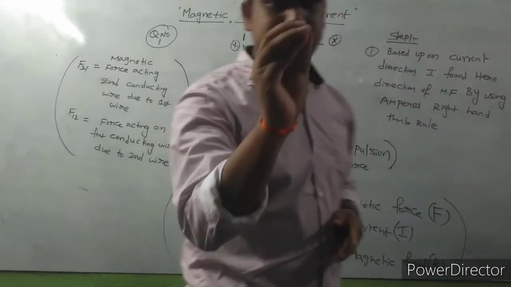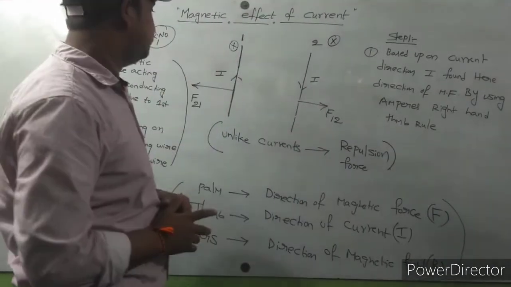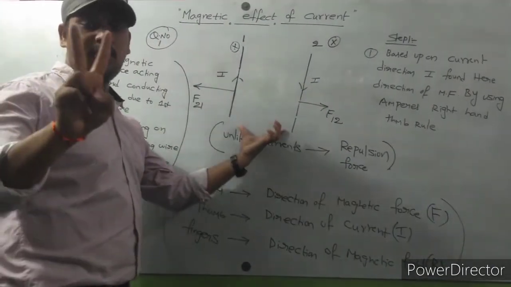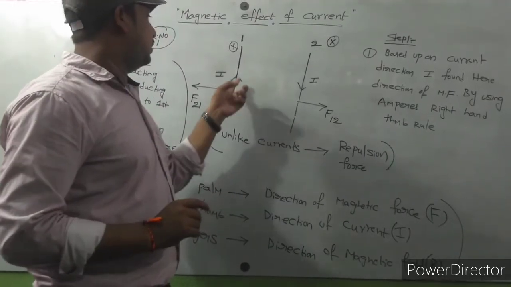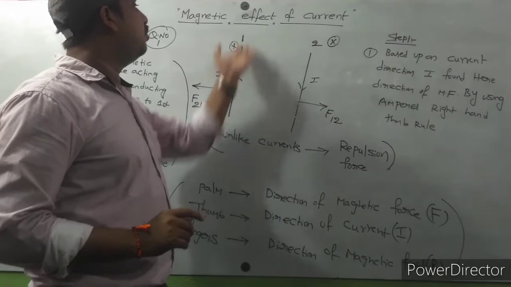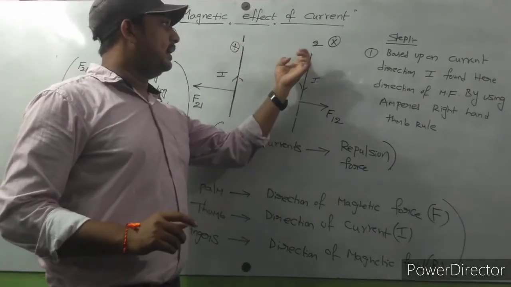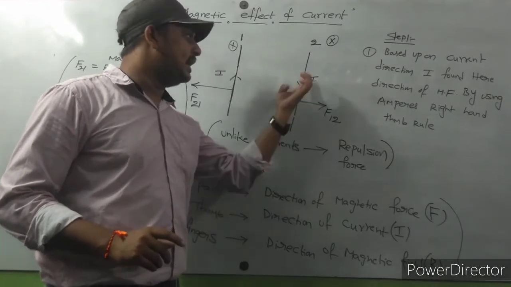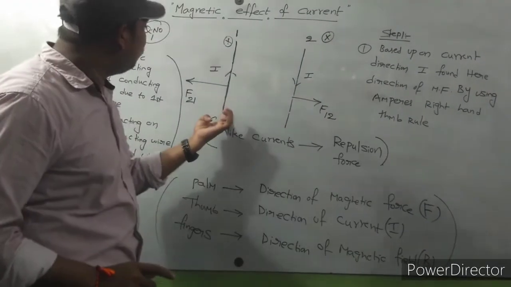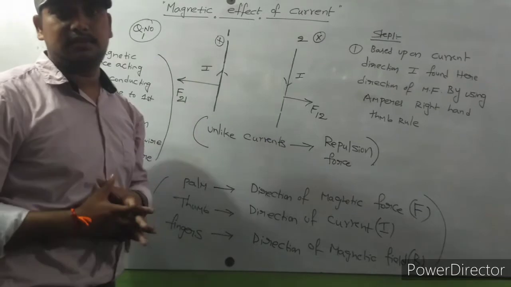Now I will discuss one example problem based upon this. Let us consider two conducting wires. Current I is passing upward in wire 1, and current I is passing downward in wire 2.